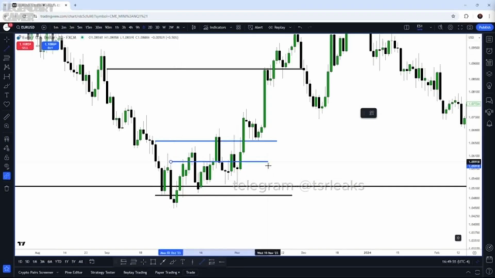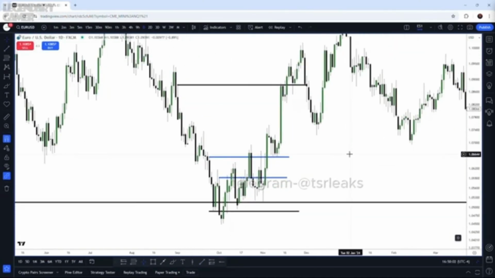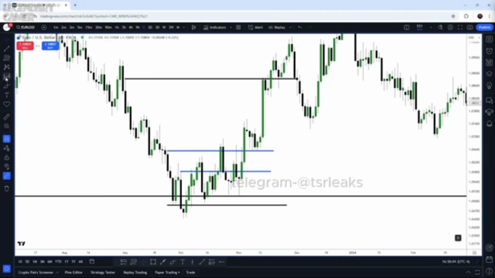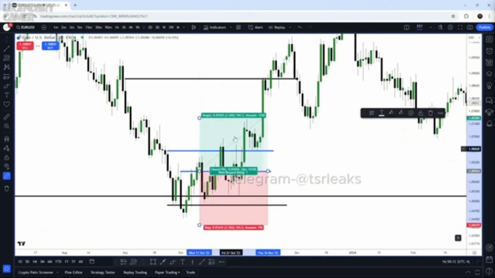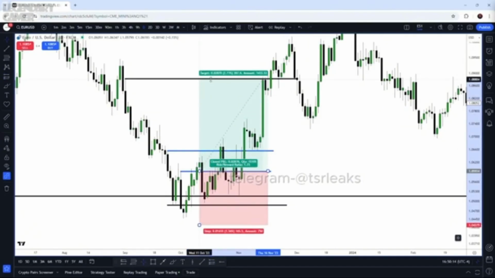Order block confirmed with a close above, entry right here, targeting the range high, which is right over here.